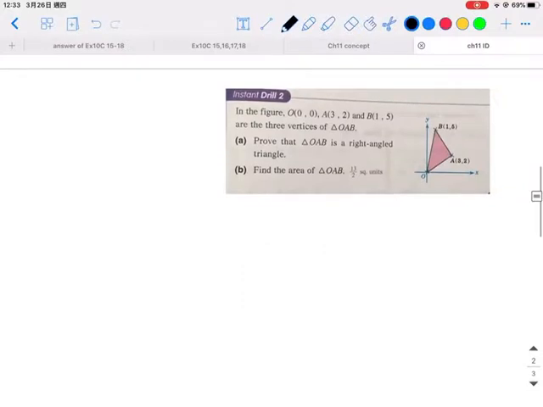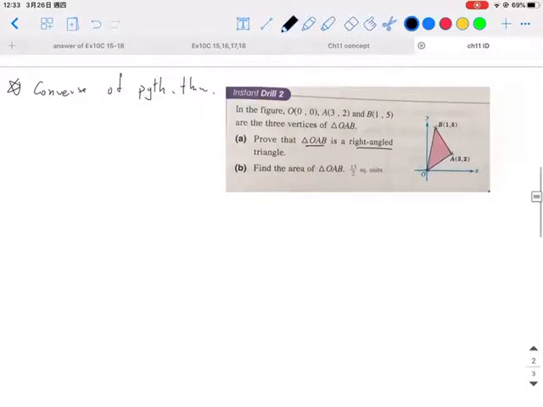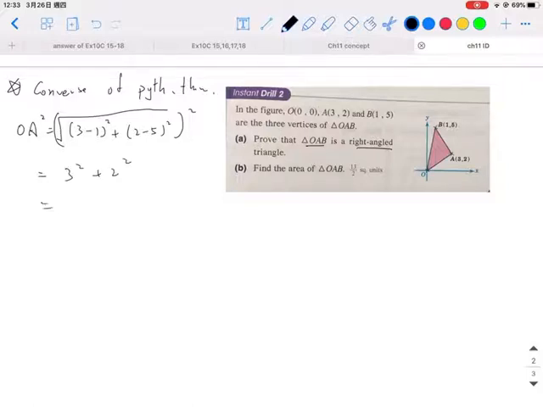And then for instant root 2, how can I prove that OAB is a right angle triangle? Do you still remember a concept called the converse of Pythagoras theorem? First of all, I need to find the lengths of these three sides. First find OA. OA squared equals (3 minus 1) squared plus (2 minus 5) squared, so I will get 3 squared plus 2 squared, equal to 13.